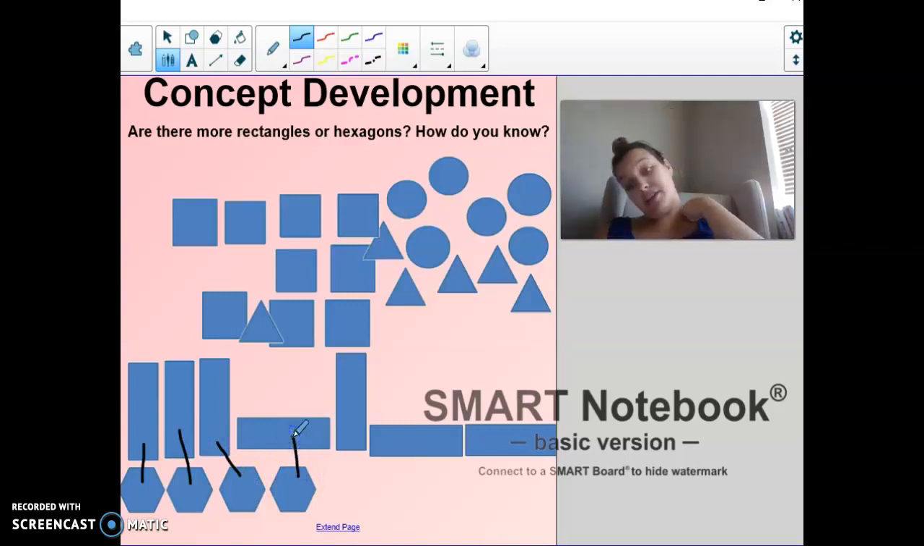So looking at our picture of rectangles and hexagons, do we have fewer hexagons or fewer rectangles? We have fewer hexagons than we do rectangles. So if we have fewer hexagons, are there more rectangles or more hexagons? There are more of what? Rectangles. How many more rectangles are there than there are hexagons?